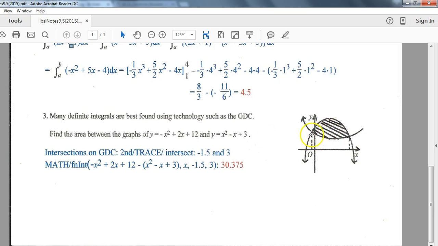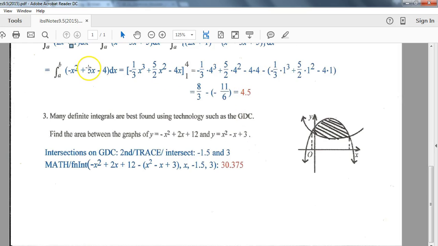You can identify their points of intersection by going under Calc and choosing Intersect. And you can get the 2 points of intersection. And then if you go under Calc and choose option 7 and do the integral with this as your left or lower bound and this as your upper bound, you can get the area that way. So if you want to give that a try in your calculator, give it a try. You can do it with this one as well.